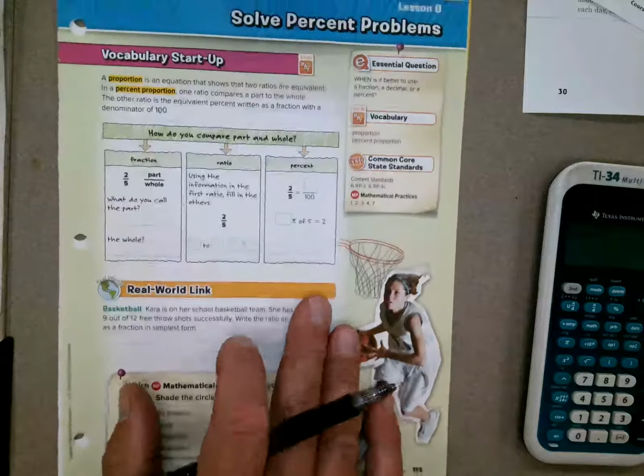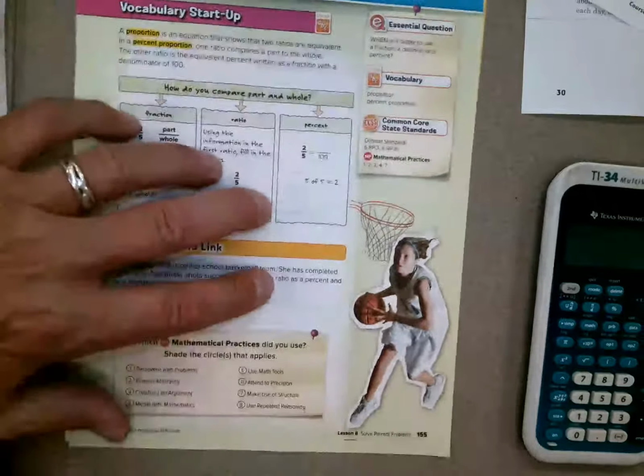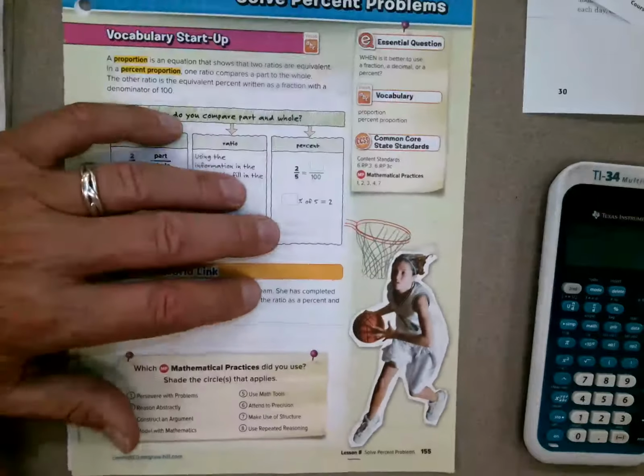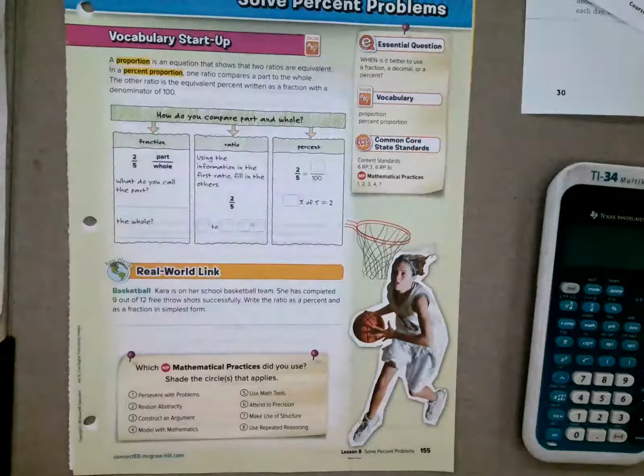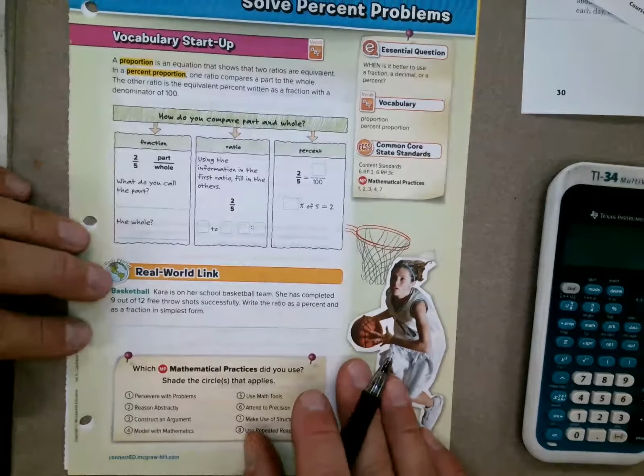Right, guys, we are on lesson eight. Lesson eight, and it's chapter two. It's the last lesson of the chapter. Anyway, we're going to go ahead and get started.